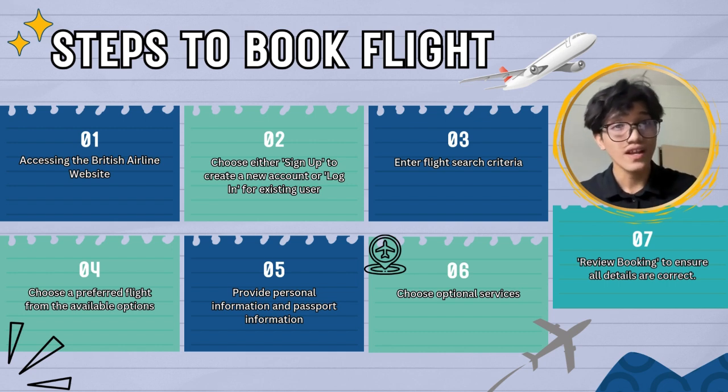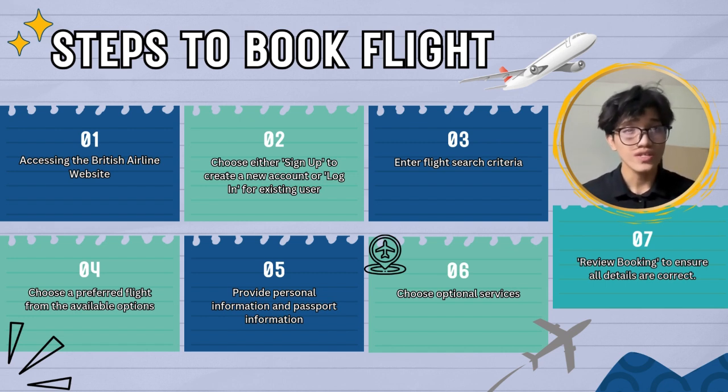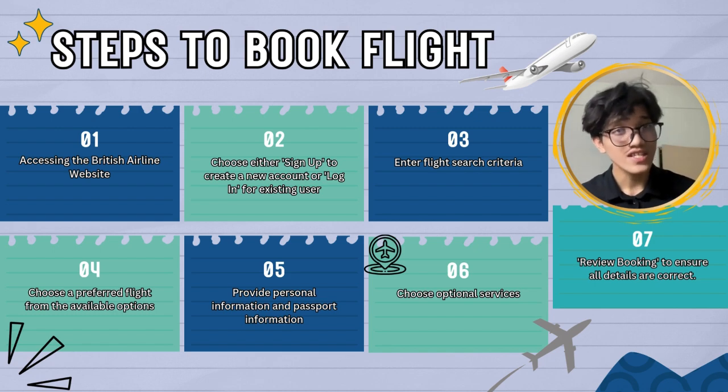After selecting your flight, provide the required passenger details including personal and passport information. You can then choose optional add-ons like extra baggage or seat selection if needed. Finally, review all the details of the booking to ensure accuracy before proceeding to the payment. Once payment is completed, the booking is confirmed.